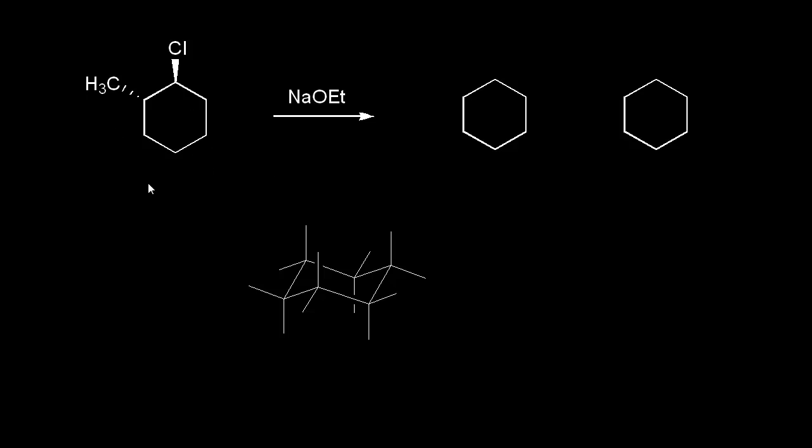When you're doing an E2 mechanism for a substituted cyclohexane, the key is to think about your chair conformations. For example, let's look at this substituted cyclohexane on the left here, and let's first try to solve this problem without looking at a chair conformation.